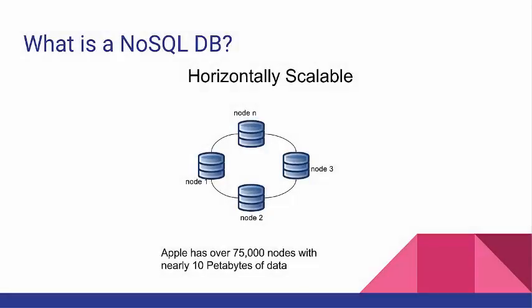The next characteristic I want to discuss is the horizontal scalability, which means being able to add more machines or nodes as the data grows. This is only possible because of sharding, as I discussed in my previous slide. Both these concepts go hand in hand. In fact, Cassandra's architecture allows you to add any number of nodes without impacting performance. And as you can see, Apple has over 75,000 nodes in their cluster with almost 10 petabytes of data.